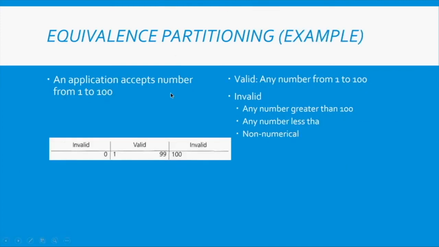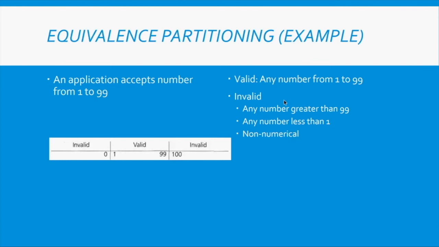So now let's go to an example. A simple example is if you have an application that accepts numbers from 1 to 100. Hold on, I think this is wrong. Actually, it should be 1 to 99. So I said an application that accepts numbers from 1 to 99. That means we have valid numbers from 1 to 99, which means you're going to have invalid numbers also. Your invalid numbers will be any number greater than 99 or any number less than 1, and of course non-numerical input.